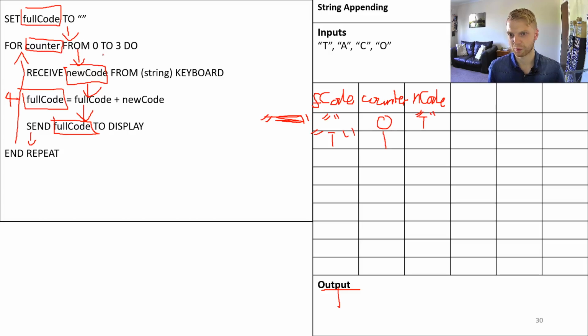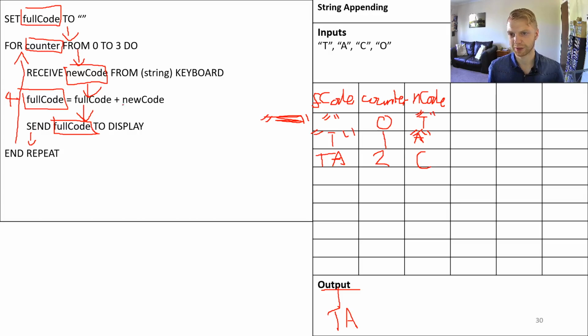For counter from 1, why am I reading that out? So we've already done this bit, so we're at 1. Receive new code from string keyboard, so we receive A, and then you get full code equals its current self T plus the new code A. So it just becomes T A. And then you write TA at the bottom. And then you go around again, counter goes up, get the new code is C.